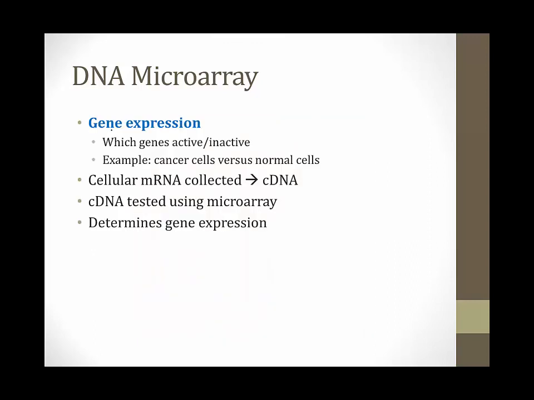There are many uses of DNA microarrays in research. I'll just go through a couple of examples in the next few slides. DNA microarrays can be used to identify gene expression, in other words, to determine which genes are active or inactive in a particular cell. For example, researchers may want to compare which genes are active in cancer cells compared to normal cells. This is done by collecting the mRNA from cells of interest and converting it into DNA. This DNA is called cDNA. The cDNA is then tested using the microarray, and whichever cDNA is identified by the microarray represents DNA that is being expressed in the cells of interest.